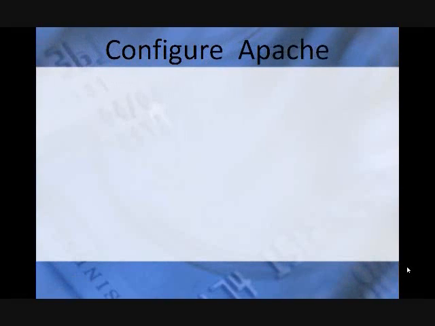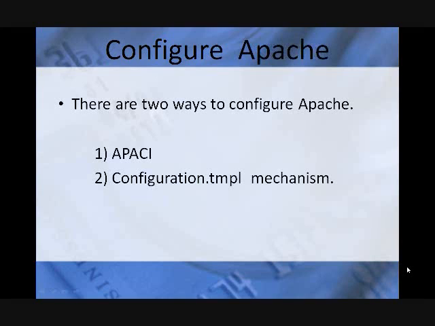There are two ways to configure Apache. Each mechanism has its benefits and drawbacks. APACI is newer and a little more raw, but it gets you up and running in the least amount of time. The configuration.tmpl mechanism may be more familiar and give you some more flexibility or power, while APACI gives a configuration interface which is more familiar to some people. The older method gives a way to configure the installation without typing a large number of command line options.